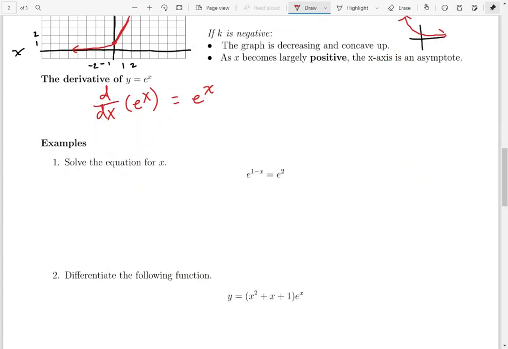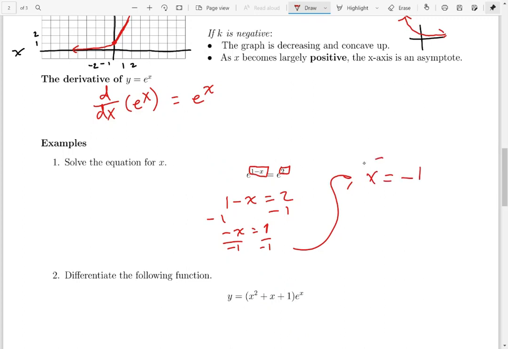So now let's actually solve this equation here. So I've got e to the 1 minus x is equal to e squared. Well, notice that we have matching bases e. E is just a number. Since it's just a number, I know that I can set the exponents equal. 1 minus x then must equal 2. 1 minus x equals 2. Minus 1, negative x is equal to positive 1. Divide by negative 1, divide by negative 1. I get that x is equal to negative 1. So for this equation, we found that solution.